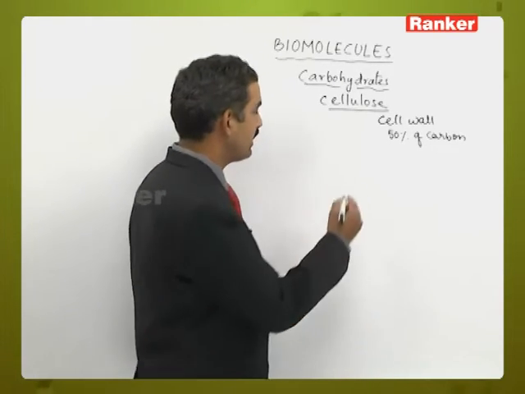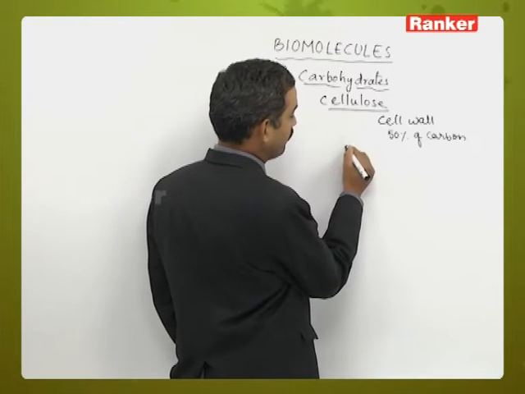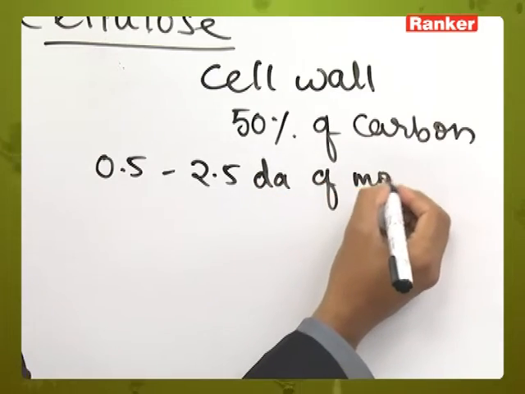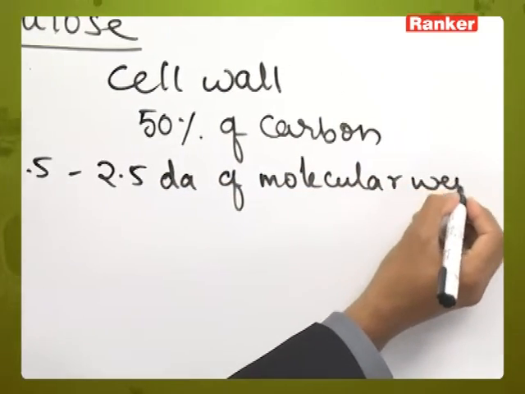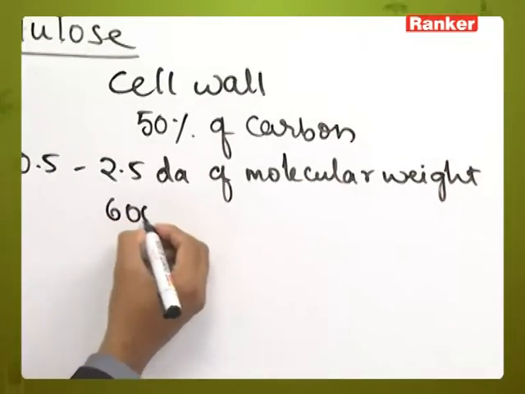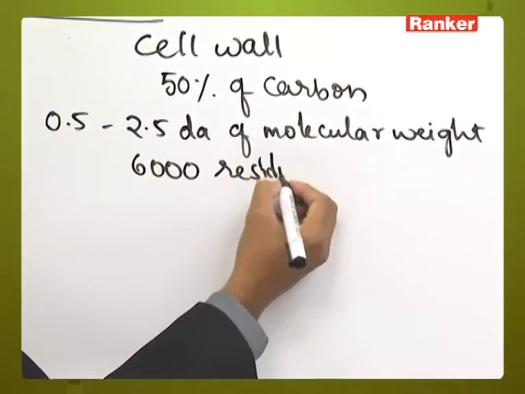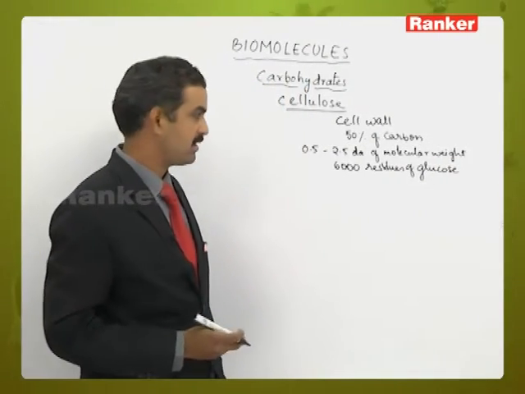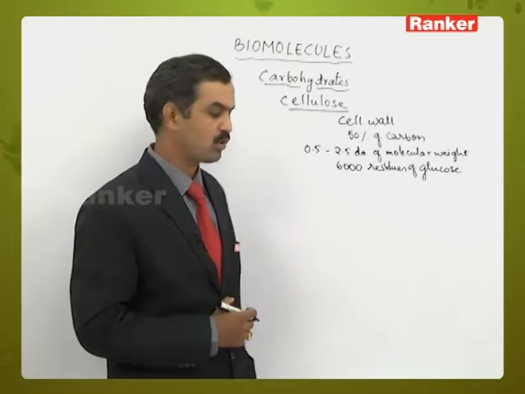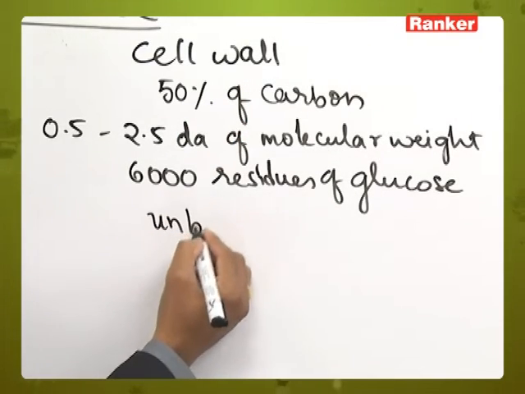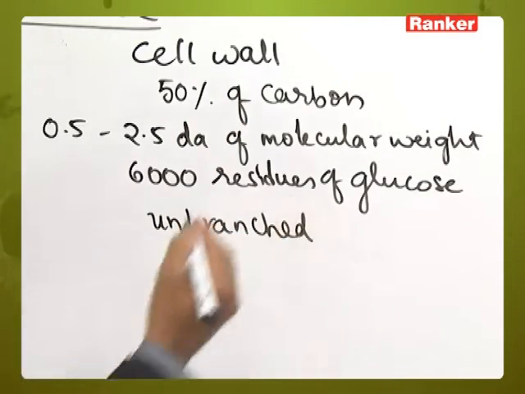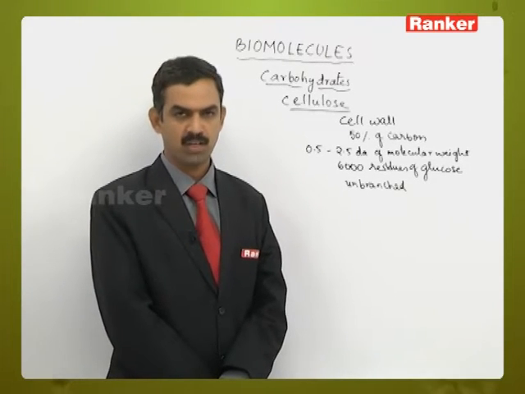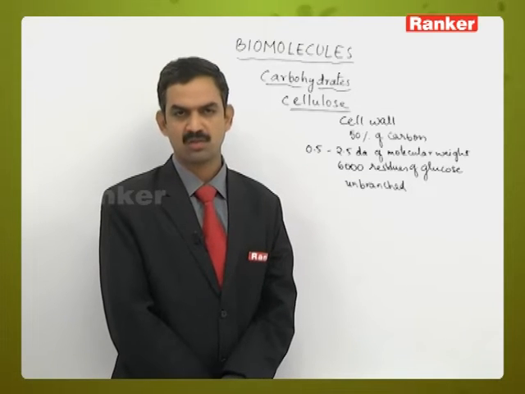So this contains 0.5 to 2.5 Daltons of molecular weight, having 6,000 units of residues of glucose molecule. This is also made up of repeated units of glucose molecule. Here it is also an unbranched structure. Cellulose will account for about 20 to 25% of the compositional dry weight of the plant body, because the cell wall is a major constituent structural unit.